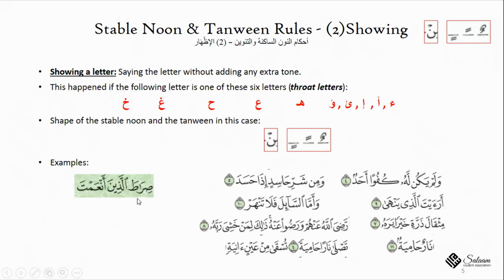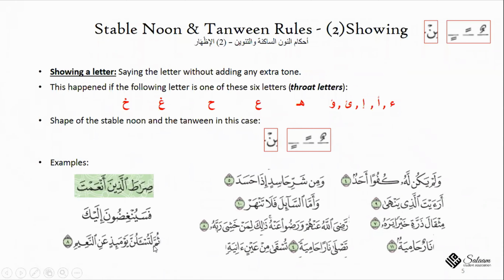And one of the most common, of course, in Surah Al-Fatiha, صراط الذين أنعمت. You don't do anything with this noon. You don't do a tone or anything because there is an ayn after it and there is a ha over it. فسينغضون إليك. This is غين. So غين and before it stable noon. فسينغضون.